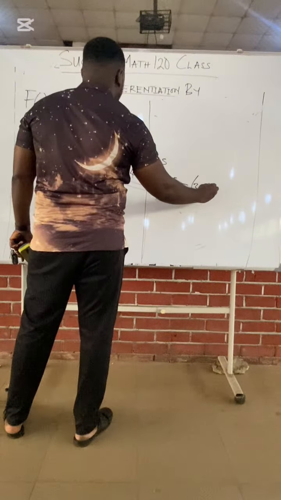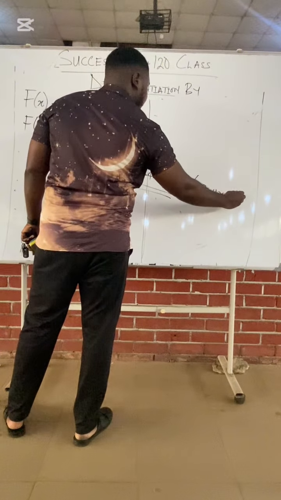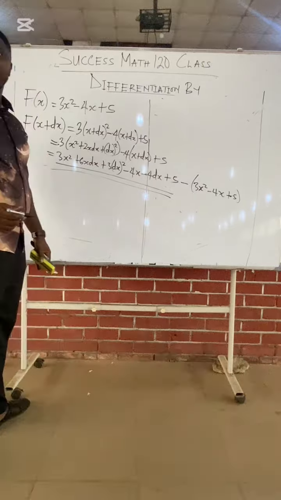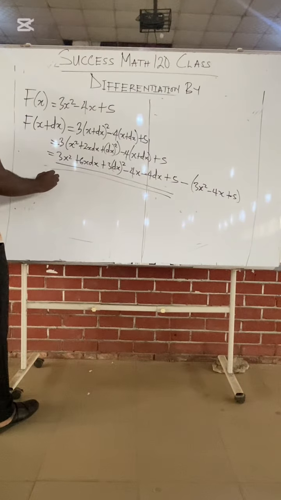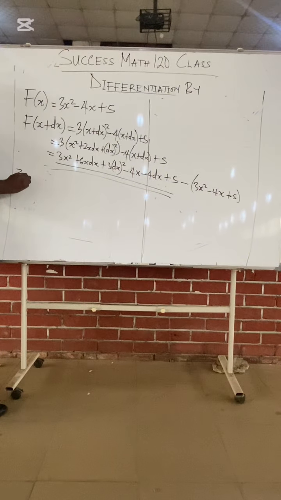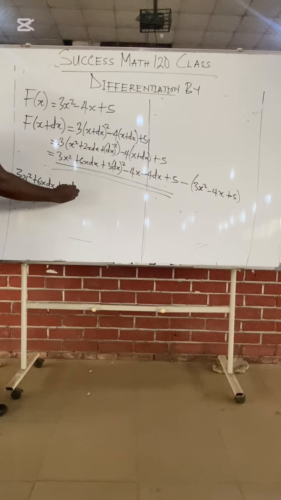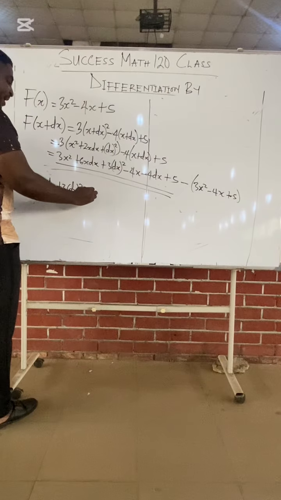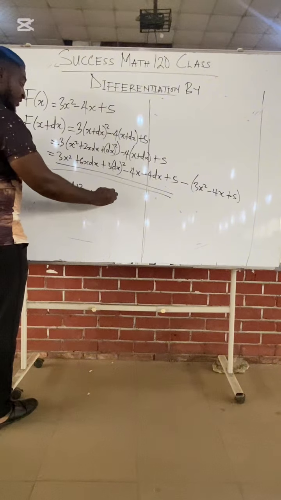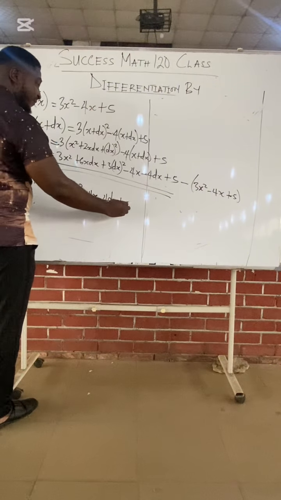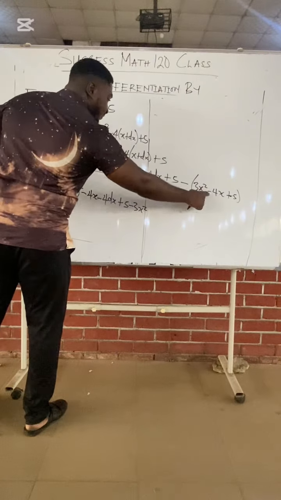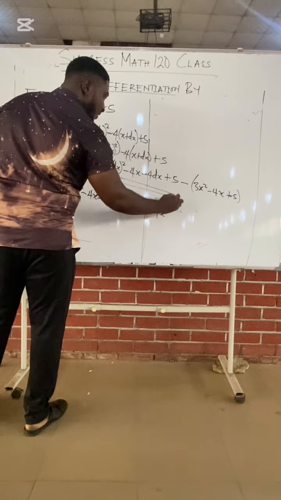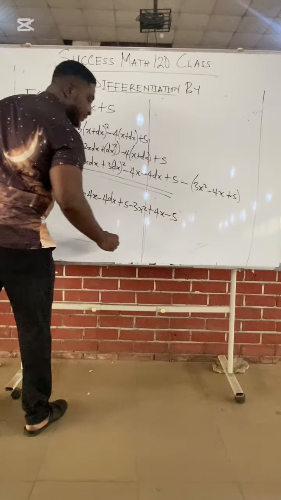Minus 3x squared minus 4x plus 5. Put it in a bracket. Now use this minus to open the bracket. You're now going to have 3x squared plus 6x dx plus 3 dx squared minus 4x minus 4 dx plus 5, minus 3x squared, minus times minus plus 4x, minus times plus minus 5.